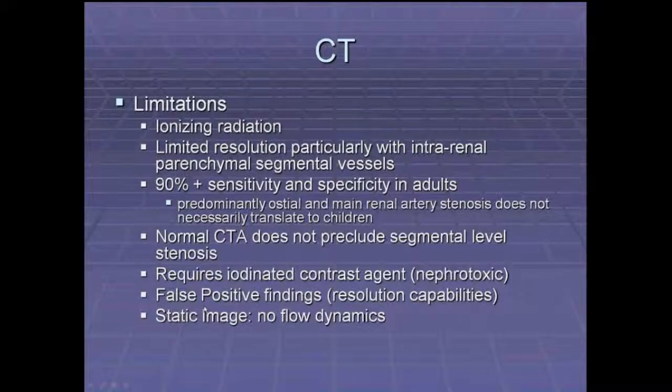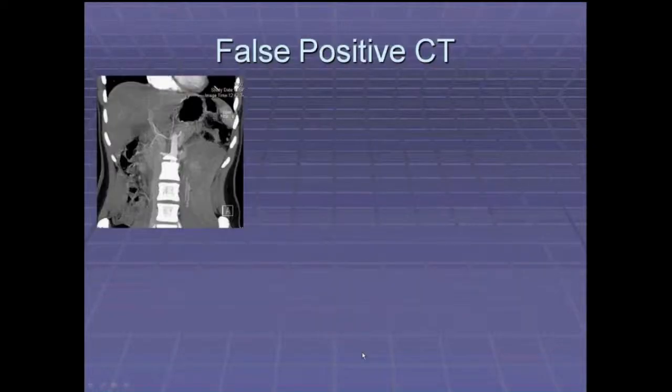There can be false positive findings because of resolution. Also, CT only really gives us a static image. It doesn't give us any flow dynamics. It doesn't allow us to see delayed perfusion in a segment of the kidney, as we saw in the angiograms earlier. Here's an example of a false positive CT.